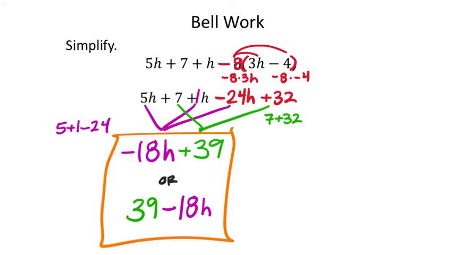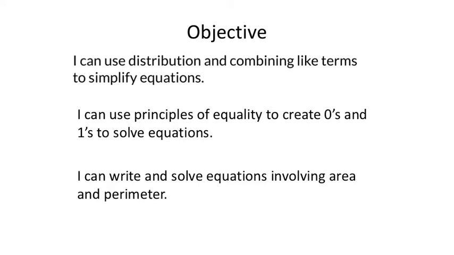So you'll notice that the signs have not changed. It's still a -18H. Even if you make it the second term, or the +39 is in front, it still has a positive sign there. So we'll expect to see some of that kind of stuff on the assignment. And so today we're hoping that we can use distribution and combining like terms, not only to simplify equations, but also to simplify expressions like we saw in the bell work.